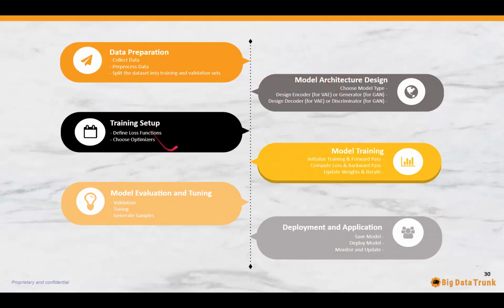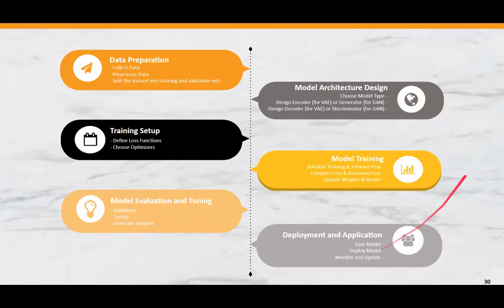You have to go back into the training setup again. You have to see if the model architecture design differs. So all of these steps need to iterate if the generated samples are not actually accurate. If they are accurate, you have to save the model. You can deploy the model into a website, and then you can keep monitoring and updating the models as you wish. Now, this is a very simple model of what I wanted to say.